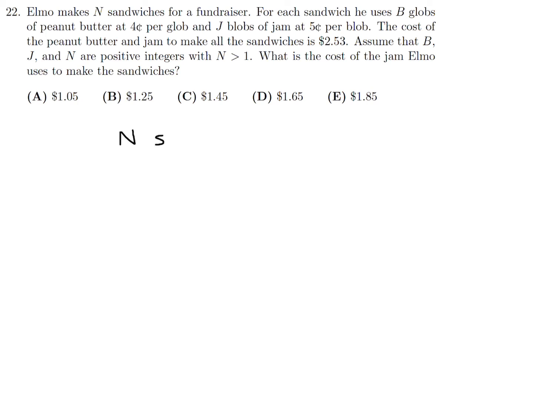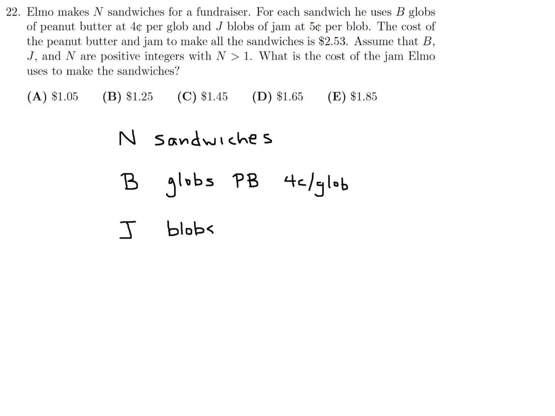So we've got N sandwiches, and we've got B globs of peanut butter, PB, and it's 4 cents per glob. And then the jam is blob, and that represents jam, and that's 5 cents per blob. Now, we are told that the total cost is $2.53. I'm going to convert that to just cents.